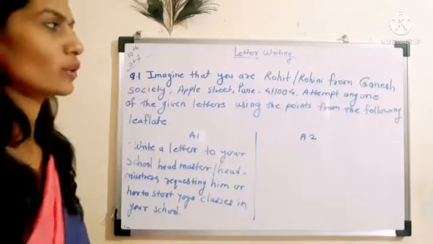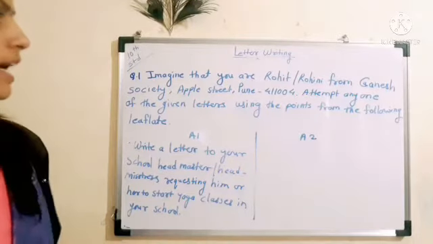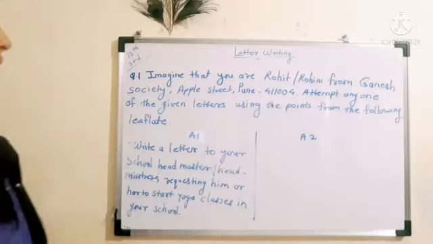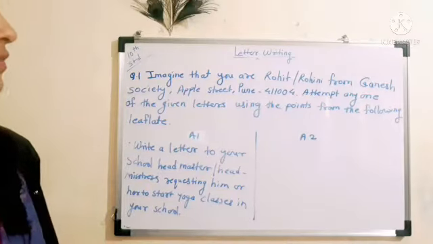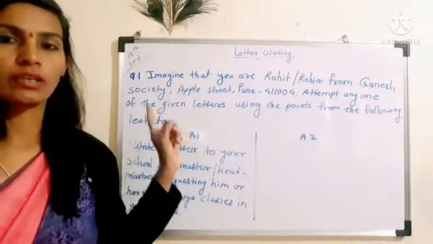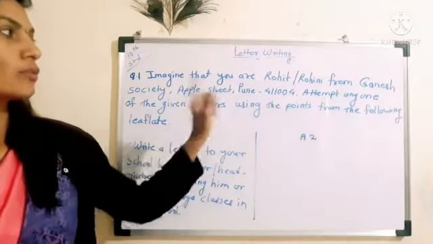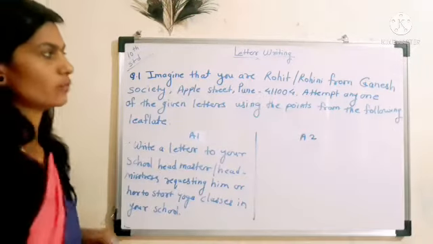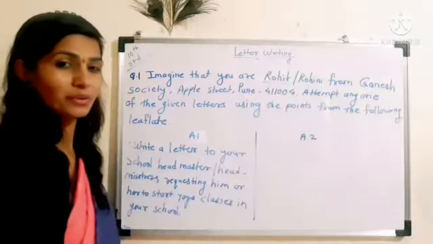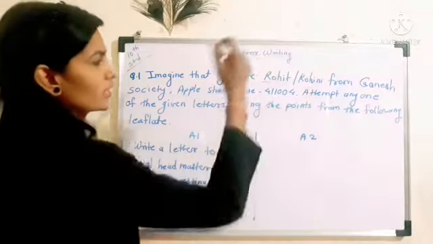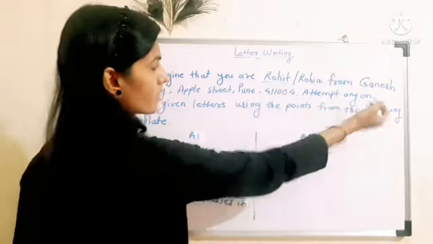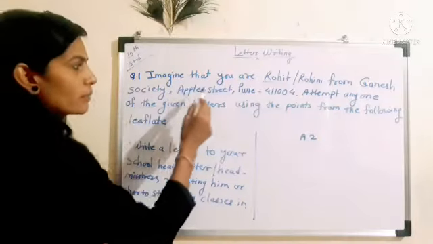Imagine that you are Rohit or Rohini from Ganesh Society, Apple Street, Pune 411004. Attempt any one of the given letters using the points from the following leaflet. This is your main question. So read the question carefully. Then you will get your address. See, first, who are you? You are Rohit. If you are a boy, then you can write Rohit. If you are a girl, then you can write Rohini. And your address, from address, Ganesh Society, Apple Street.